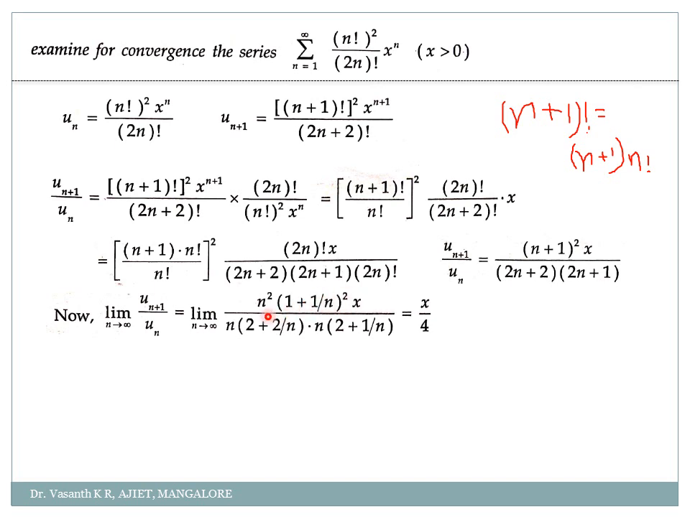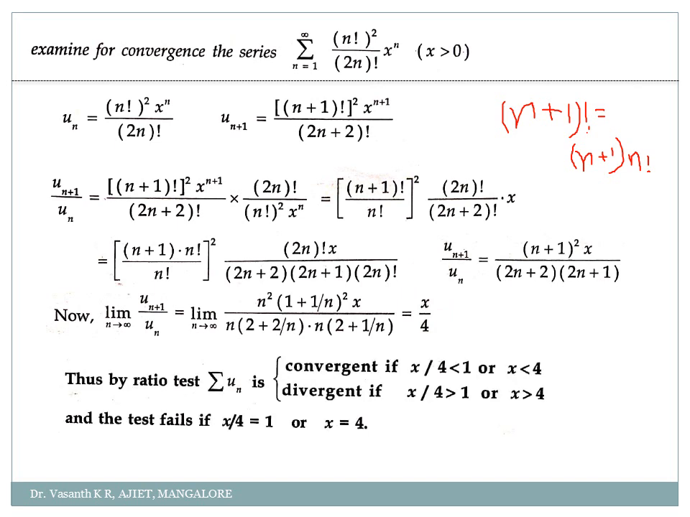So if you take n outside in the numerator here, I'll get n square into (1 plus 1 by n) whole square into x. And if I take n outside in the denominator here, so n into (2 plus 2 by n), and same way here one more term is there, correct? So n into (2 plus 1 by n). So this n square will get cancelled. Then if you apply limit, 1 by infinity is 0, so 1 will remain here, and 2 into 2, 4. So we will get x by 4.